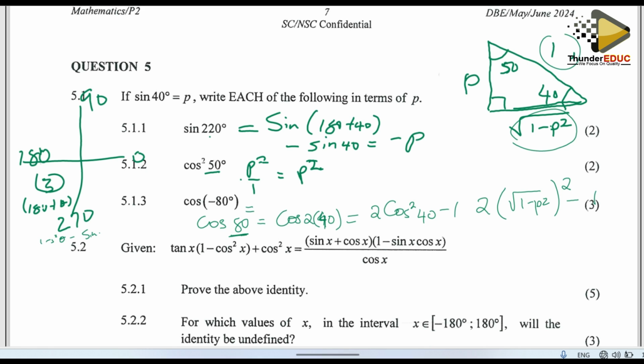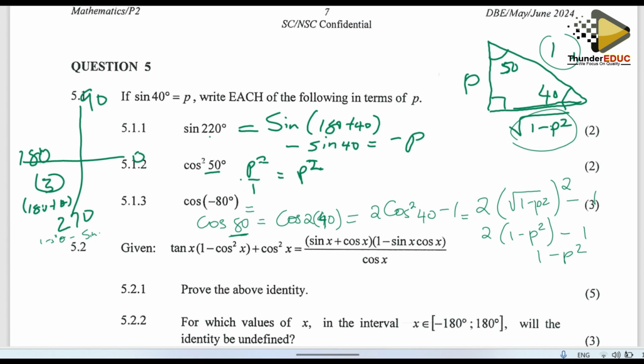Then minus 1. When I open that up, the root sign will fall away, and I'm left with 2 into 1 minus p squared minus 1. Open this, so I'll be left with 1 minus p squared. That's 1 minus, this is a 2 minus 2p squared minus 1. So it's a 1 minus 2p squared.